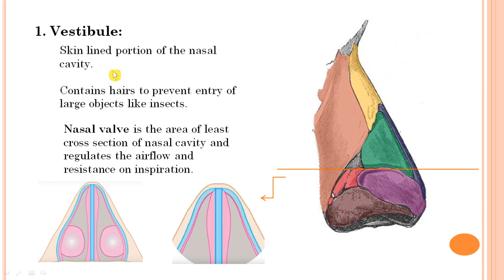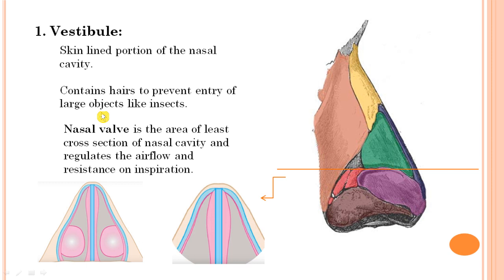I have just told you that the vestibule is the skin-lined portion of the nasal cavity. This is the nasal cavity. So the very initial part, near the nostrils, is your vestibule. Now the vestibule contains hairs, and what is the function of these hairs? They prevent the entry of large objects such as insects.